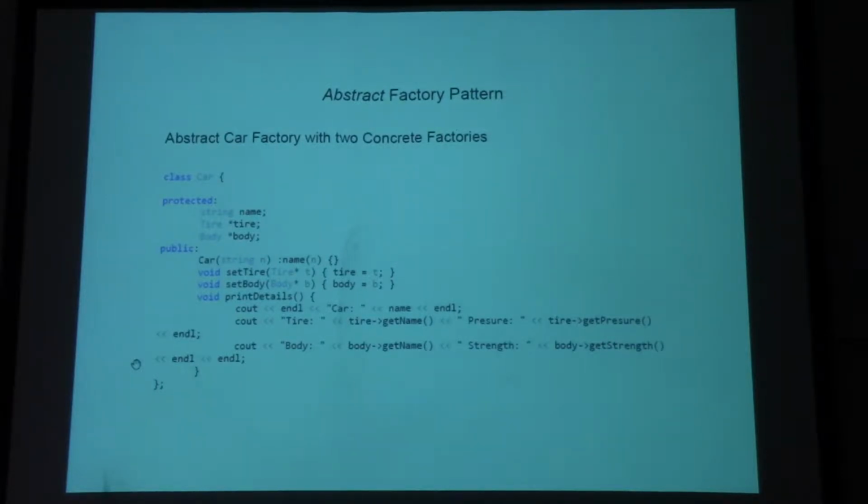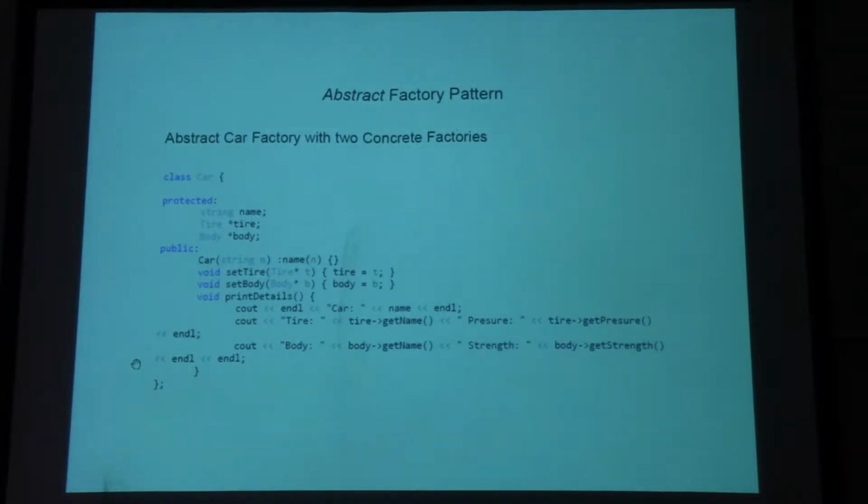And so the car constructor basically, you're going to give the name of the car, which is going to load it into the name, and then it's going to set the tire to the tire, and set the body to the body, and then it's going to print the details. So the car will be constructed in a factory, but the factory will be an abstract factory.